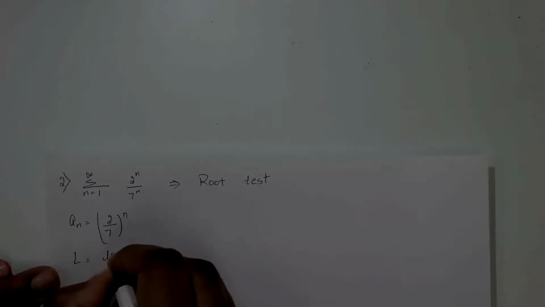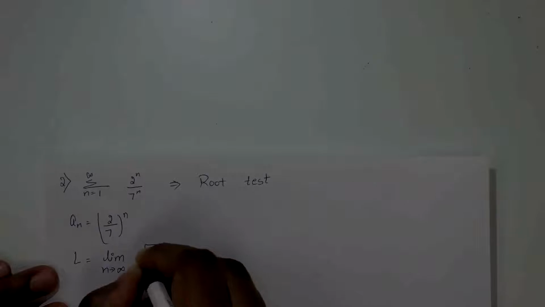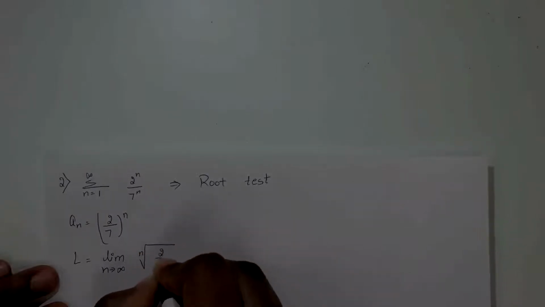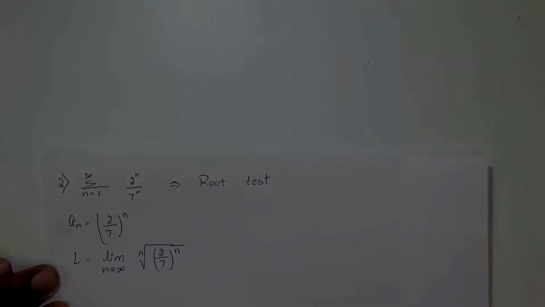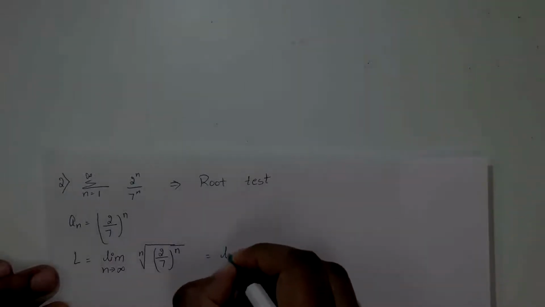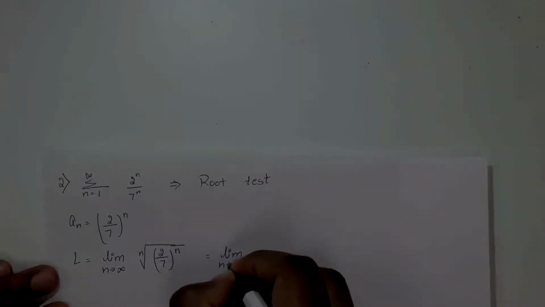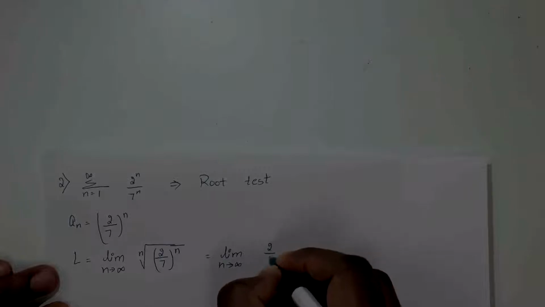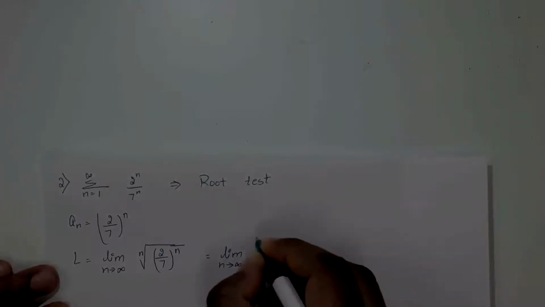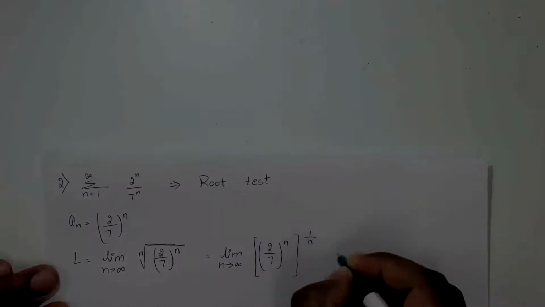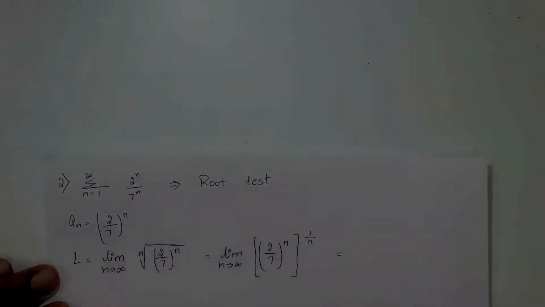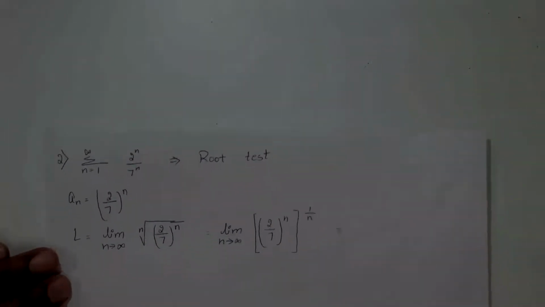Right? So the formula is L equal to limit n tending to infinity nth root of the series a_n. Now I can also write it in this way, limit n tending to infinity (2 by 7 to the power of n) whole to the power of 1 over n. Right? The nth root can also be written as 1 over n.